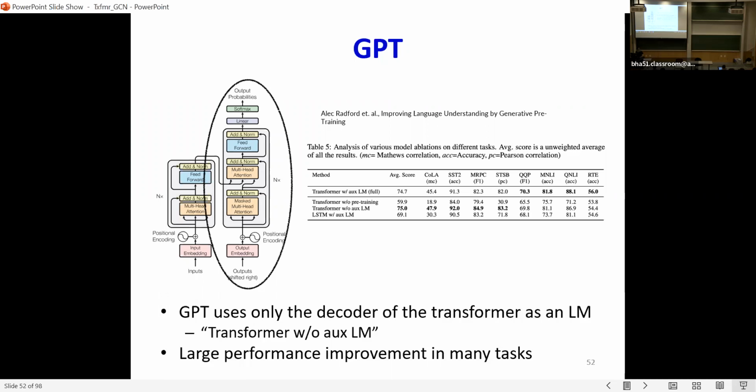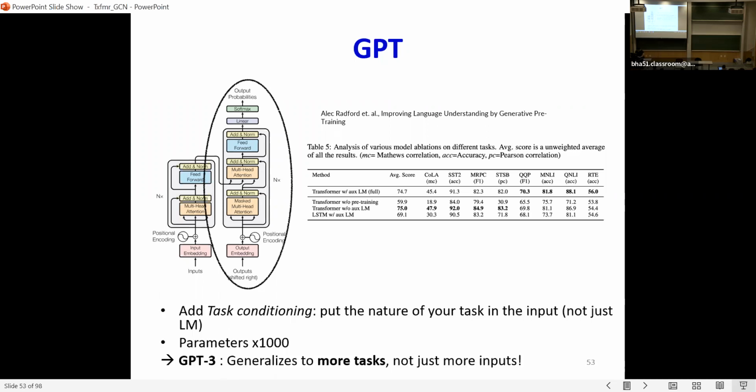So yeah, that is GPT. Maybe you've heard of GPT-3, which is exactly the same thing, but bigger. And you add something cool called task conditioning, where essentially you take your input and you put the task that you're trying to do in it. So you'd have an English sentence, then "translate to French", and then a French sentence. You feed that as your input.